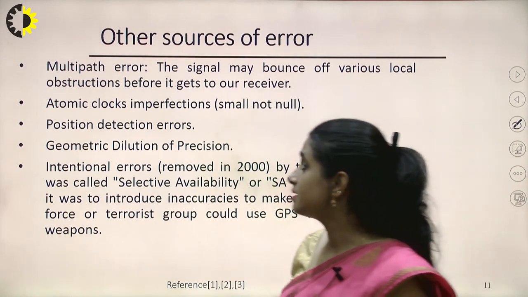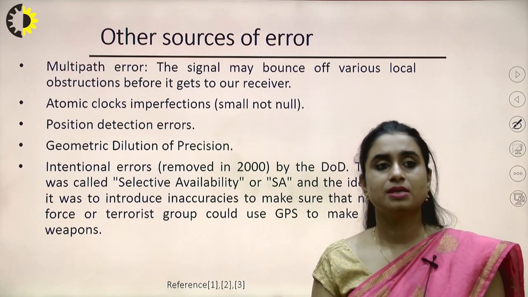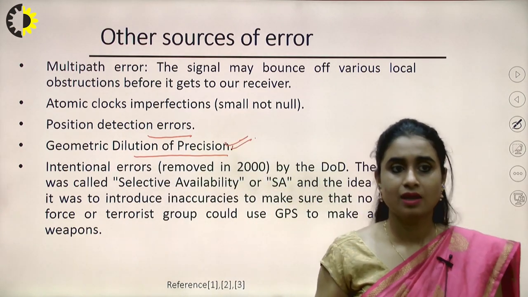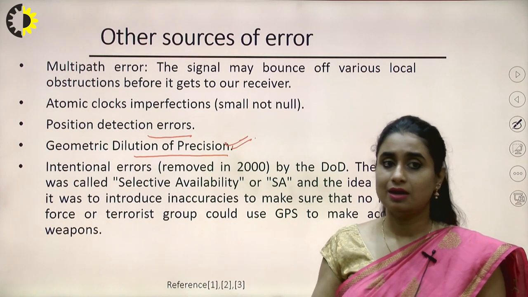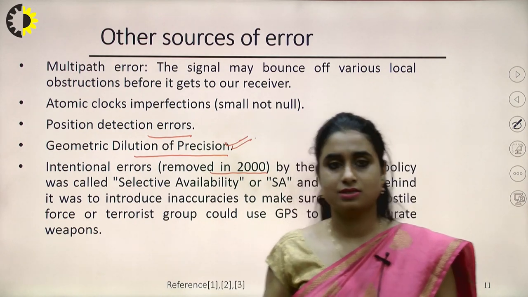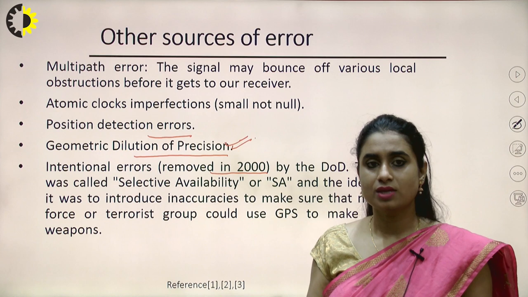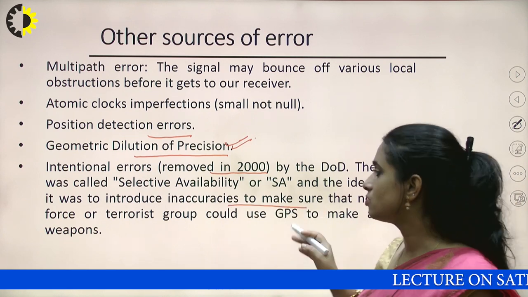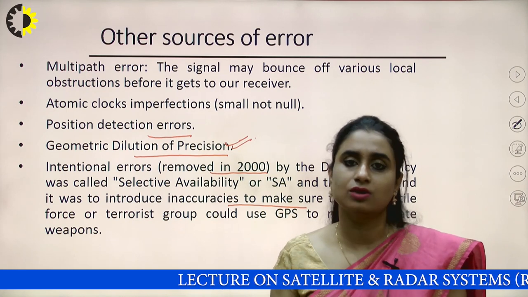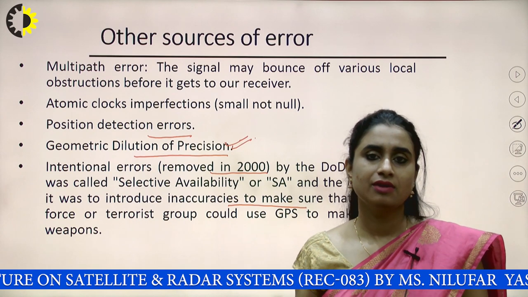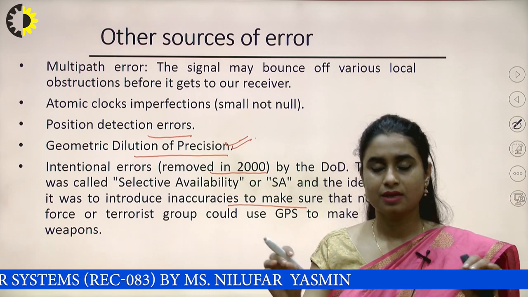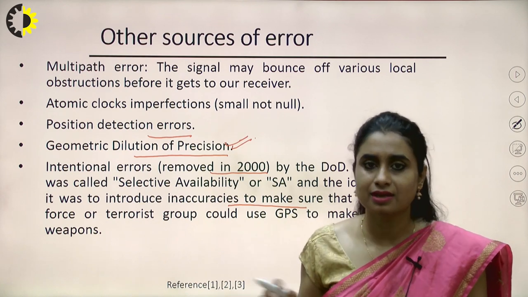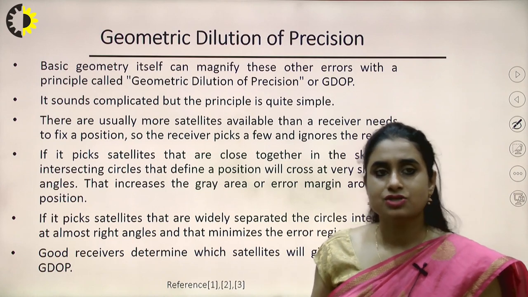Other sources of error could be multipath error, atomic clock imperfections, or there must be some position dilution of precision error, or geometric dilution of precision. We will discuss this in detail. There are some intentional errors. The quality of these GPS signals was degraded back in 2000. It was called selective availability. The idea was to introduce inaccuracies to make sure that no hostile force or terrorist group has access to it. So as we have a sole body managing it, we can introduce error, and we can inform the intended groups to whom we want to provide the services, and prevent it from any hostile source, right? So what is geometric dilution of precision?